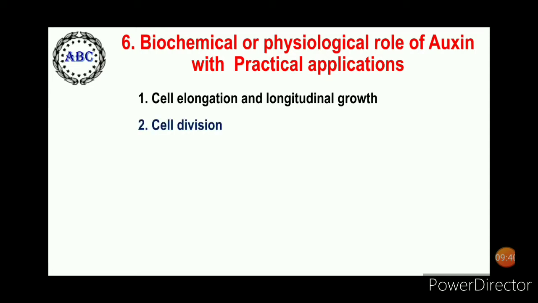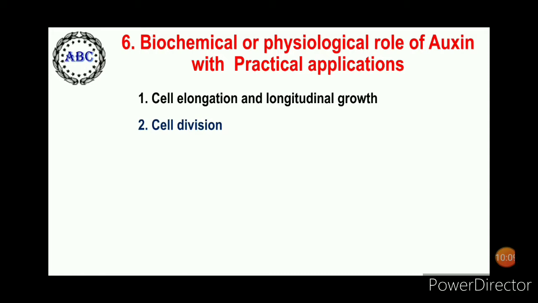Second role is of cell division. Auxin is responsible for initiation and promotion of cell division. Due to rapid multiplication of cells, callus formation takes place, which is very important for healing of wounds in the plant. Callus means undifferentiated mass of parenchymatous cells. Practically, it is used in grafting and tissue culture technique.